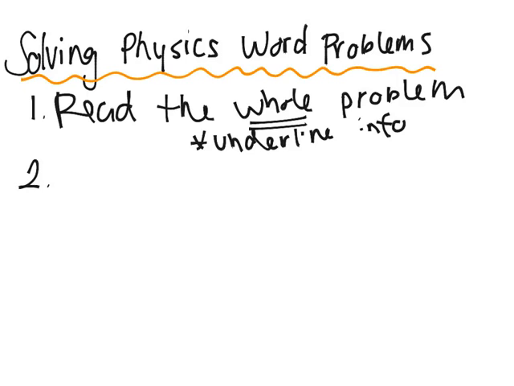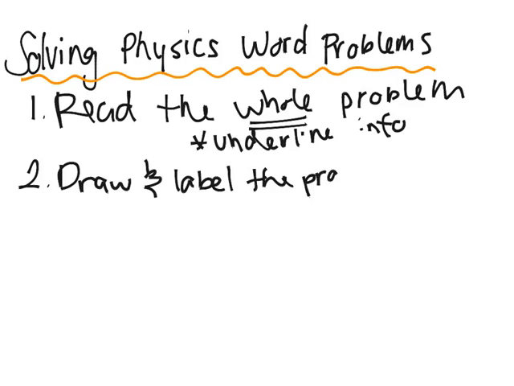Number 2: draw and label the problem. So you try to give yourself a visual of what's actually happening in this problem, not just the words. Get a nice picture, and then tell yourself what's happening, as in label it.